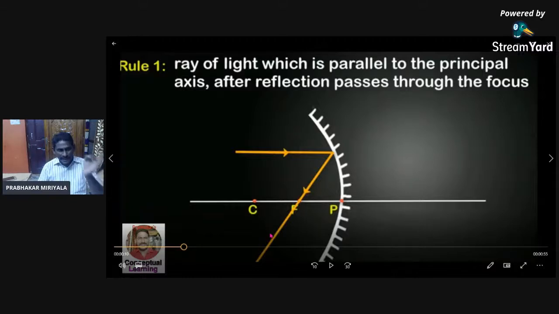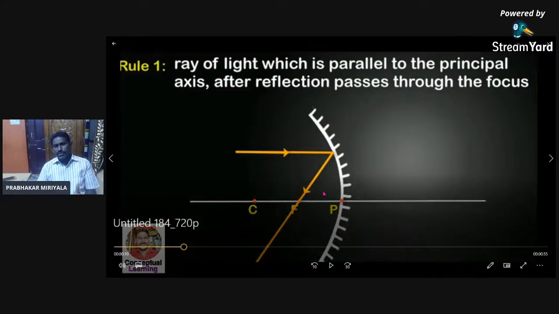If you consider any ray, if it is parallel to the principal axis, if it is incident on the concave mirror or convex mirror, it passes through focus.